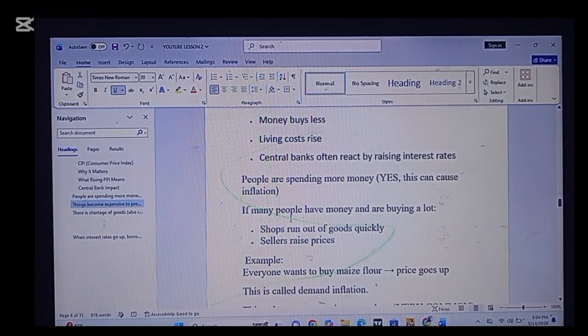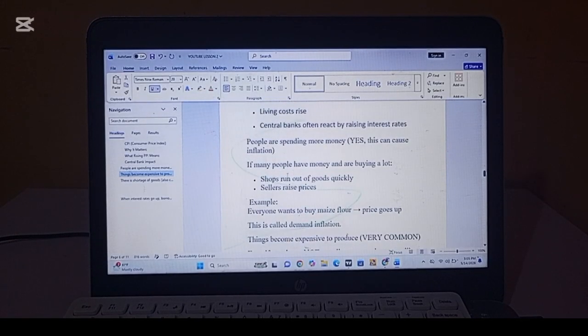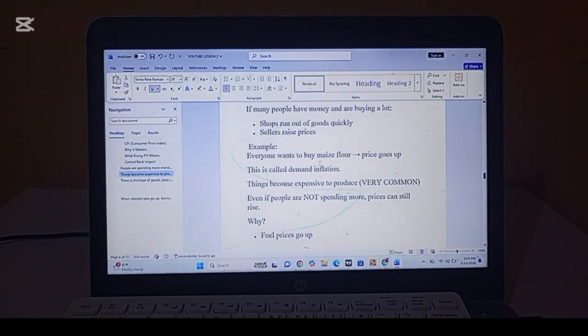So why are people spending more money? Because remember, inflation happens when the prices of goods and services escalate. The same product that you're buying at 60 bob today is the same product that you're buying at maybe a higher price. So you can see people are using a lot of money to buy the same goods and services. So this causes inflation. So if many people have money and are buying a lot, shops run out of goods quickly, sellers raise prices. So for example, everyone wants to buy maize flour, then the price goes up. This is called demand inflation.